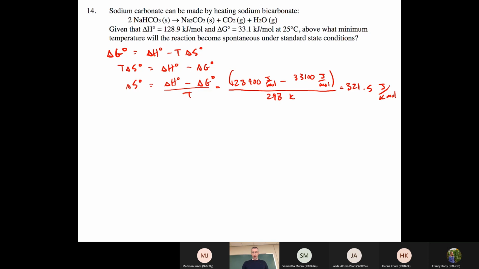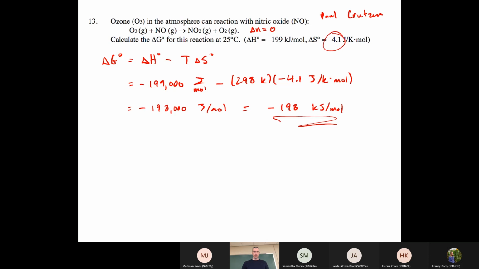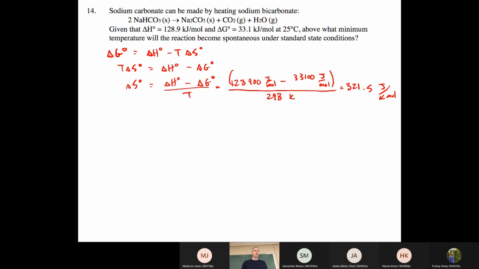321 compared to our question on the previous slide, which only had -4, a very small number. So we're like 100 times bigger than that. And that makes sense because look at our reaction. We're producing gas. Our delta N here equals +2. So if we're producing gas, we expect a bigger, positive delta S, which is what we see.